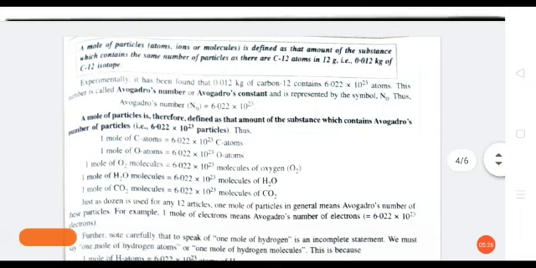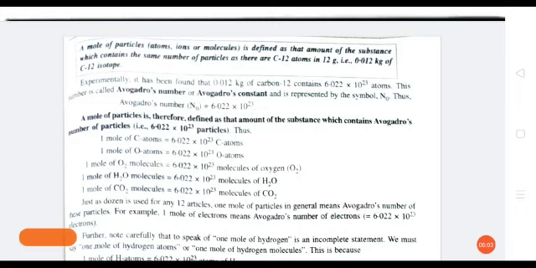Okay? So we can define the mole as: a mole of particles, atoms, ions or molecules is defined as that amount of the substance which contains the same number of particles as there are C-12 atoms in 12 gram, that is 0.012 kg of C-12 isotope. We will discuss later in detail about isotopes.